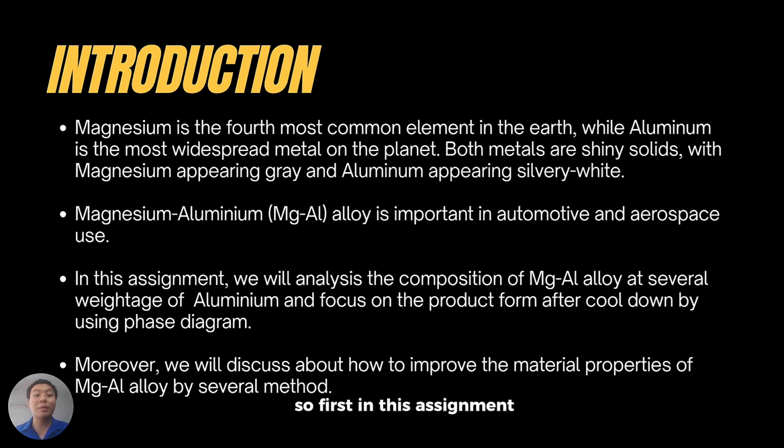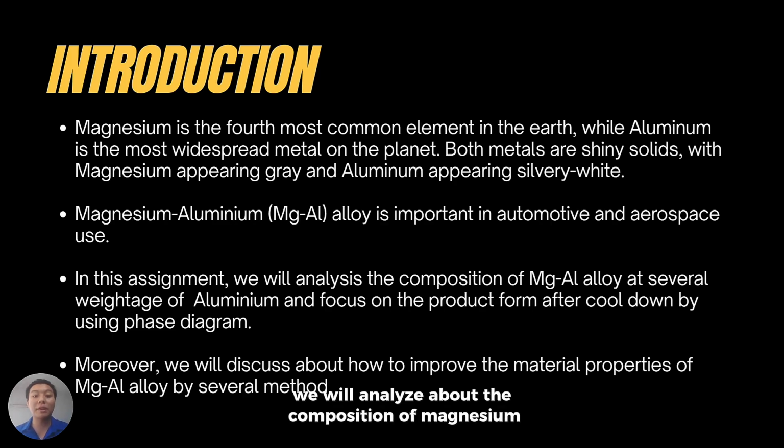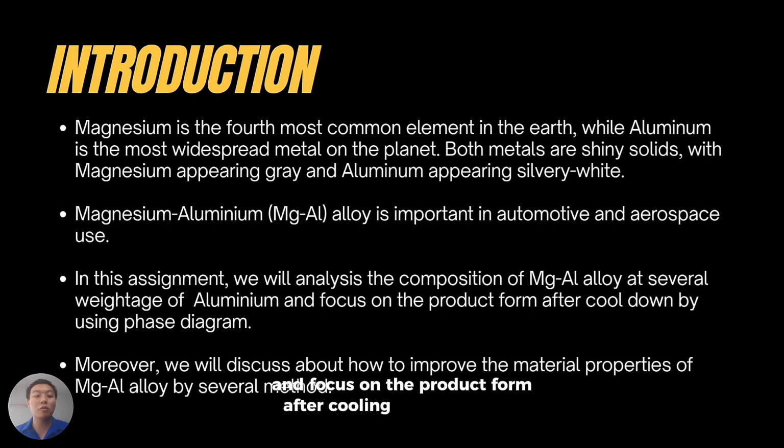So first, in this assignment, we will analyze the composition of magnesium aluminum alloy and several vintages of aluminium, and focus on the product form after cooling down by using a phase diagram. Moreover, we will discuss how to improve the material properties of magnesium aluminum alloy by several methods so that it will be more useful.